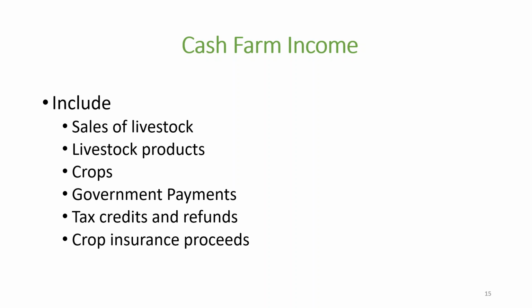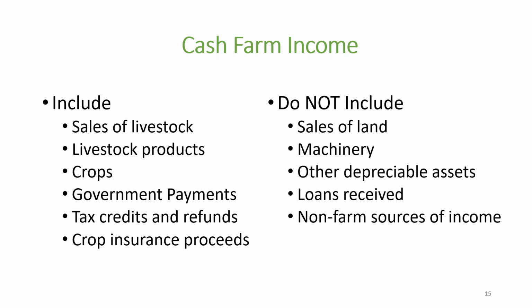So cash farm income, some things to make sure that you include are sales of livestock products, any crops that you sold. It also includes government payments. So if you are enrolled in any program, those government payments count towards your income. Tax credits and refunds also need to be counted if they are applicable. And also crop insurance proceeds. So in the previous year, if you had received crop insurance payments, make sure to include that in your income column.